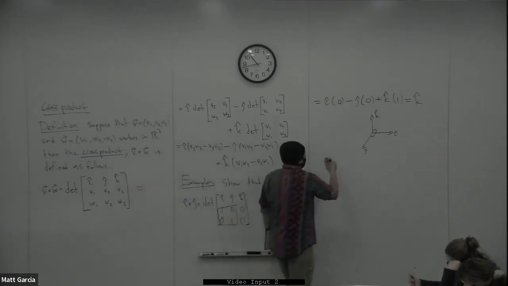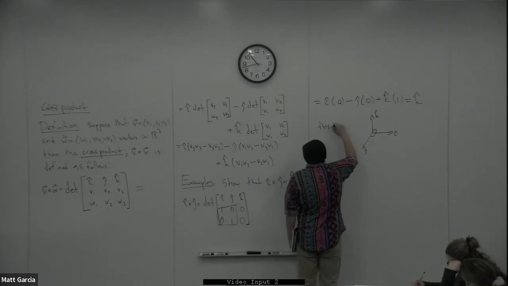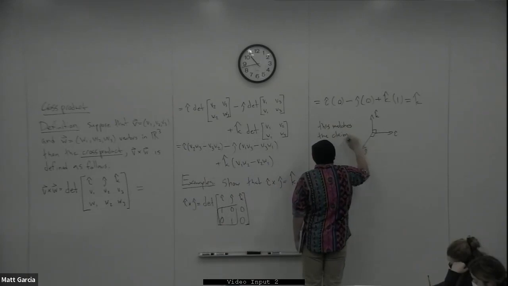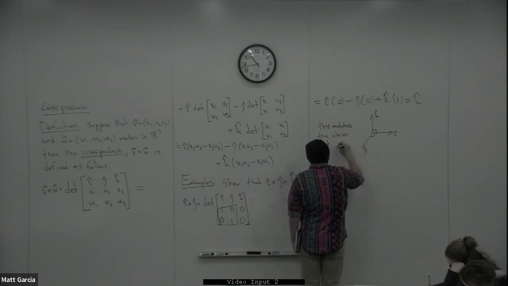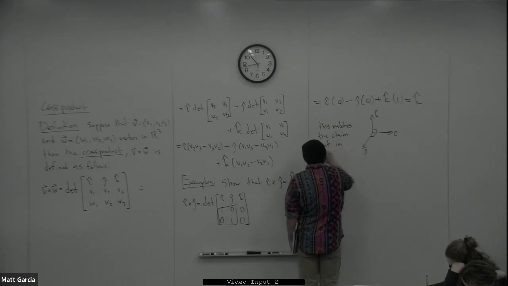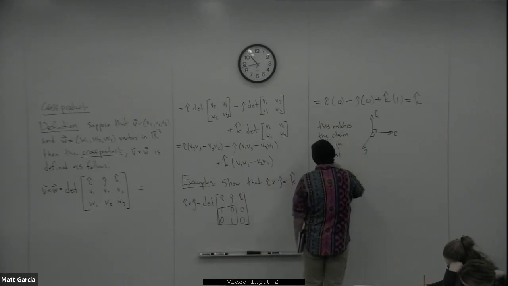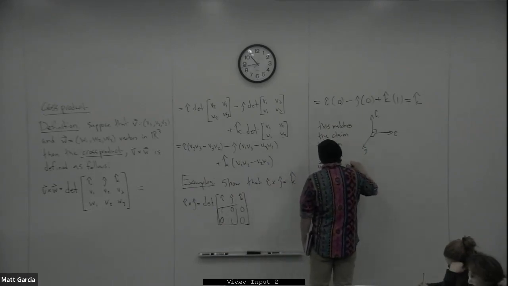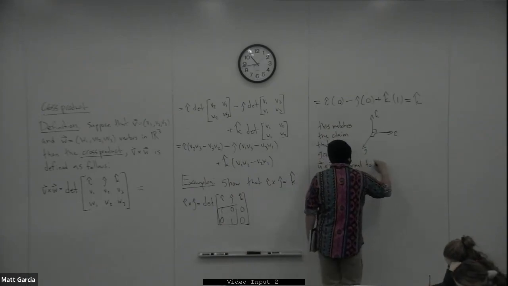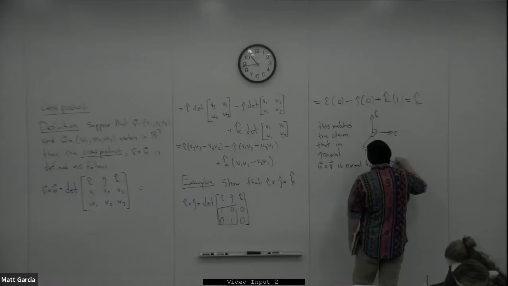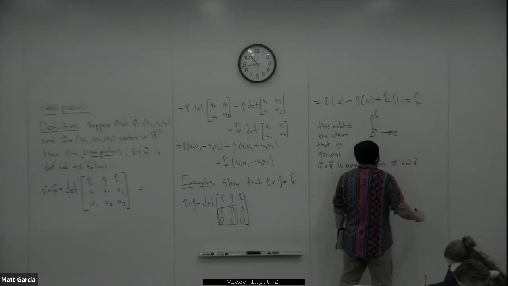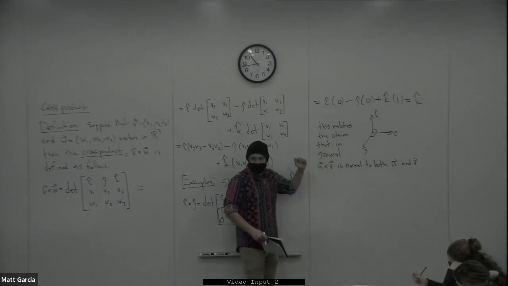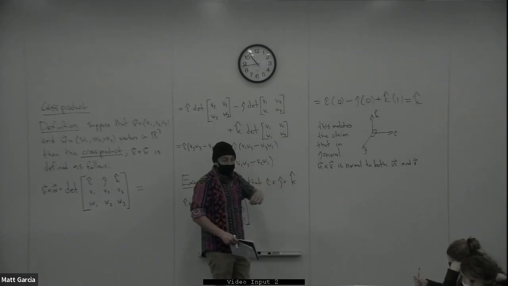Okay, so this matches the claim that in general, u cross v is normal to both u and v. This is just one example that reinforces this claim. Okay? k is orthogonal to both i and j.